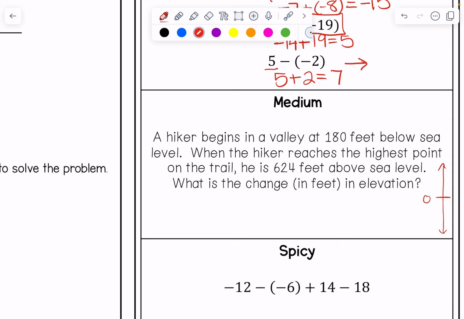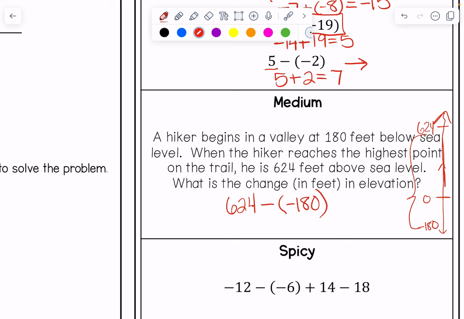So 0 is our sea level here. So I'm starting at 180 feet below sea level, so I'm going to start at -180 feet, and then when I reach my highest point, I'm going to be at 624 feet above sea level, and what we're trying to do is figure out that overall change in elevation. So how we can write this as a subtraction problem is 624, that ending point, and we can subtract or find the difference between that and our beginning point.